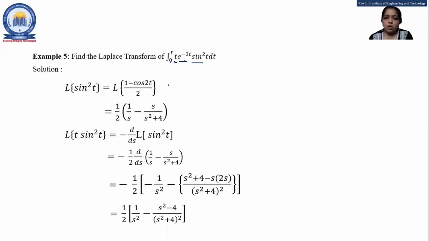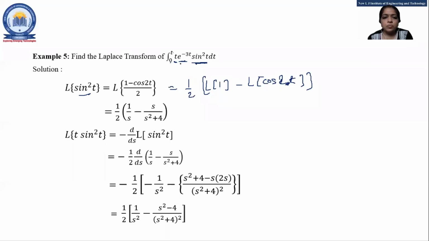If I put 1/2 common, then Laplace of 1 minus Laplace of cos 2t. So Laplace of 1 is what? Laplace of 1 is 1 by s, and Laplace of cos 2t is s upon s square plus 4. So this is the Laplace of just sin square t. Now, if you wish, you can apply the first shifting theorem first, then do the derivative.